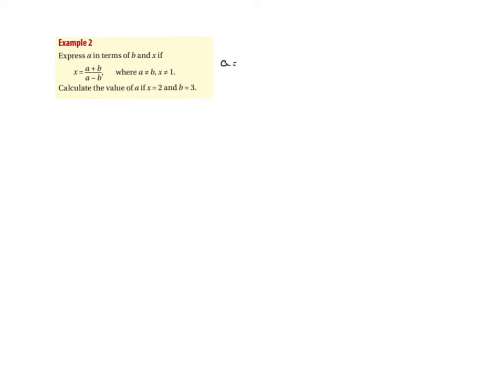This is what we call the factorization method. I'm just going to write it out and we'll see what we're going to do here. So we've got x is equal to A plus B over A minus B.